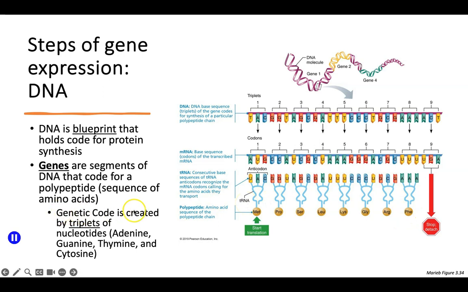The genetic code is created by triplets of nucleotides. So, for instance, TAC in this DNA strand is going to eventually code for this methionine amino acid. So you don't have to know that exact info for this. Just know that it's these triplets, also called codons, that are going to code for amino acids. And each codon, each triplet, codes for a different amino acid.